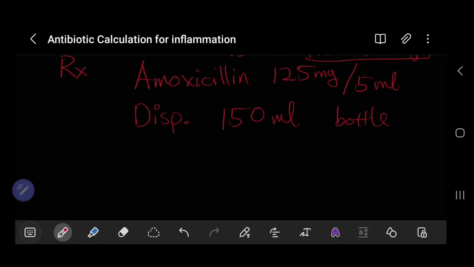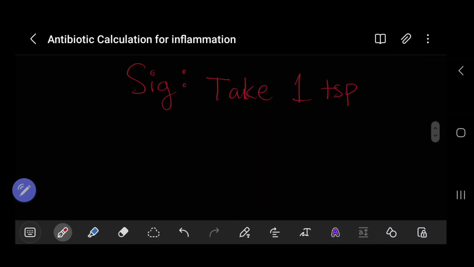Okay, and we need to give the instruction. So take 1 teaspoon TID, 3 times in a day, for 10 days.